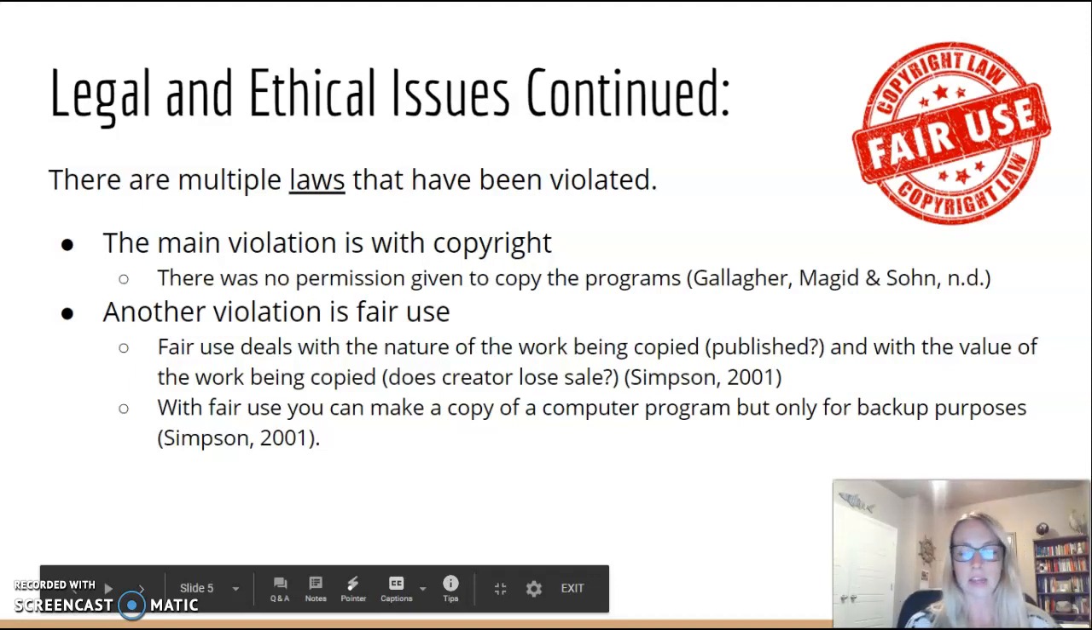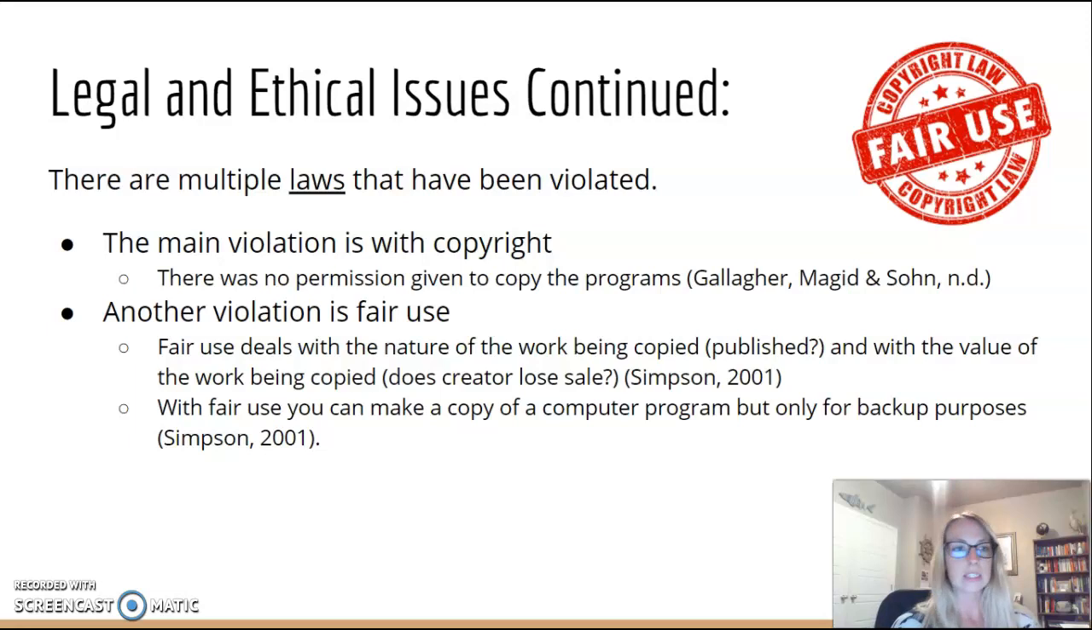Here are some more legal and ethical issues in this case. There are multiple laws that have been violated due to the computer programs being copied. The main violation is obviously with copyright. There was no permission given to Miss Lynn to copy the computer programs. She did not reach out to the programmers or the publishers of the program to get permission to make copies of it. Another violation with copying these CDs is with fair use.